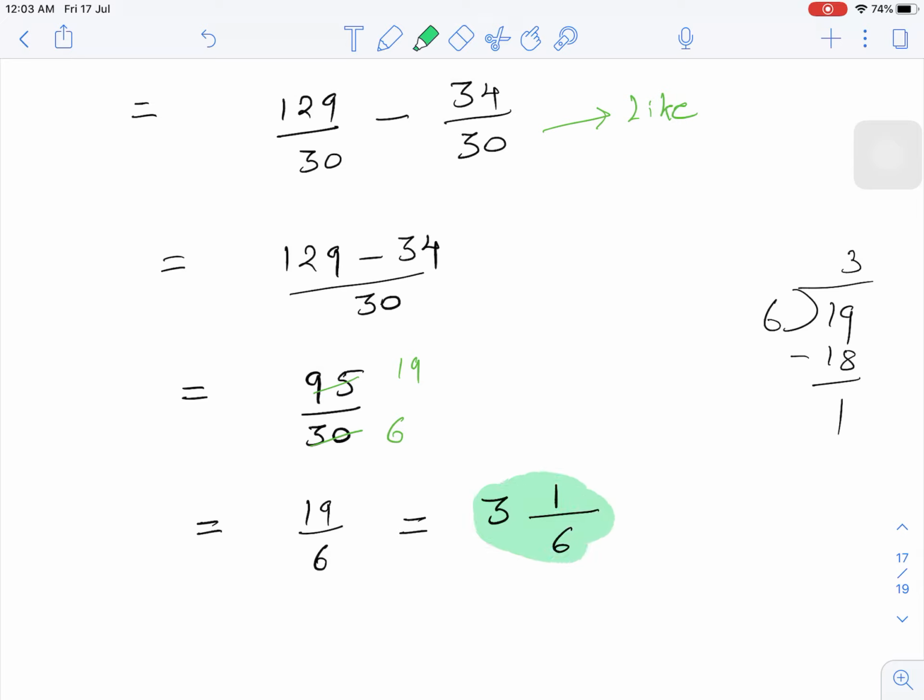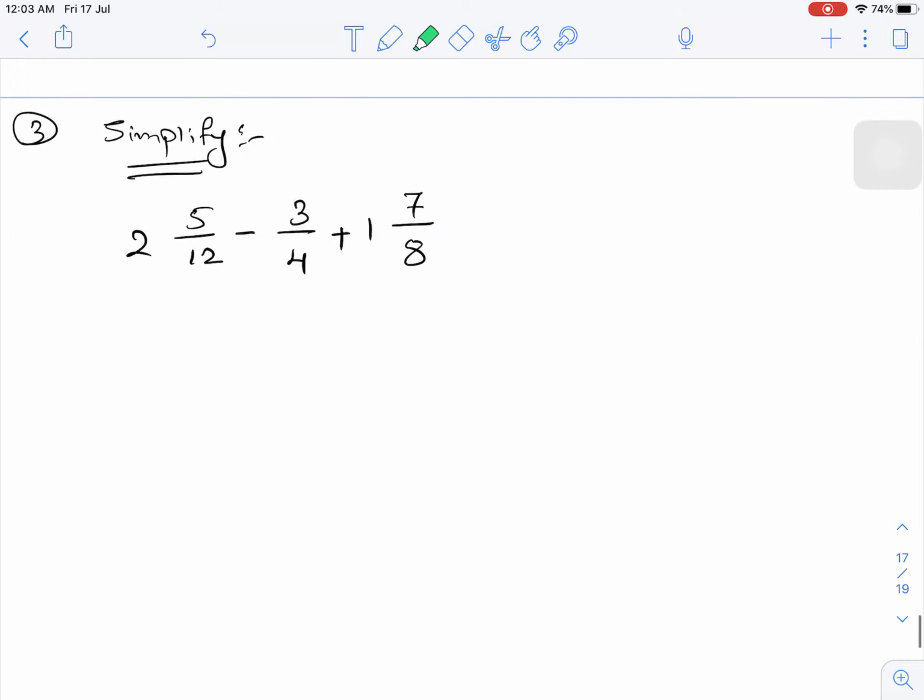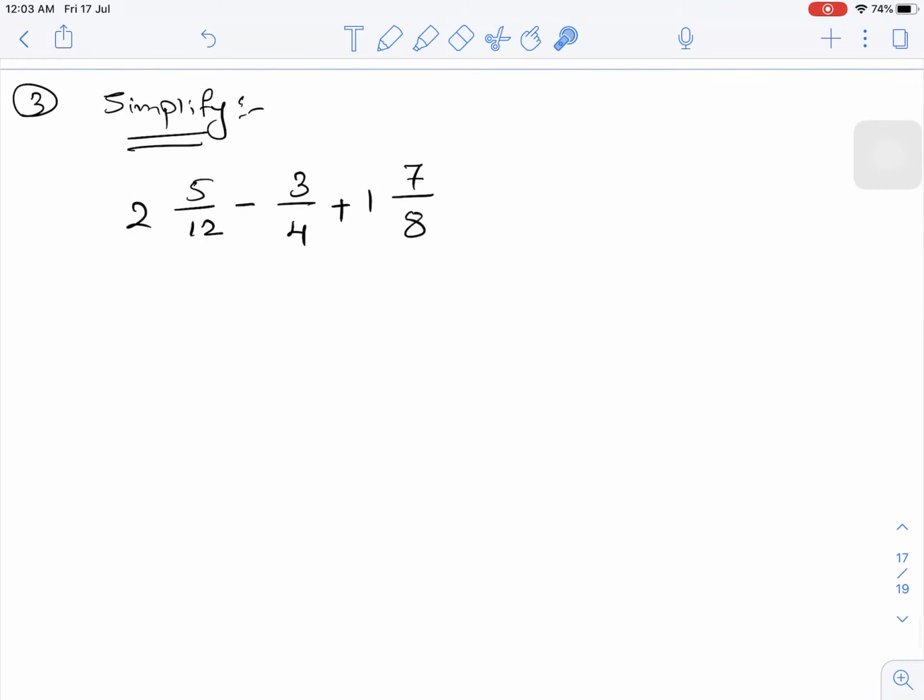Okay, now let us consider one more example. Now we have an example. Simplify means we have to write this in simple form. Okay, so solution.